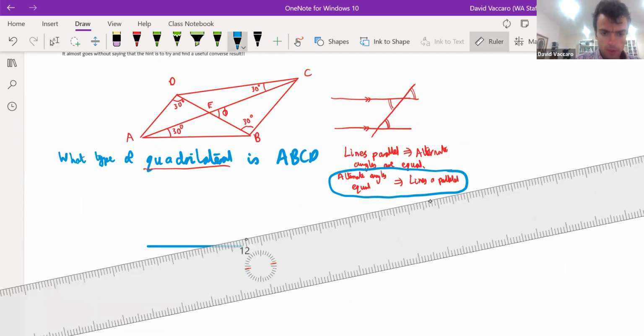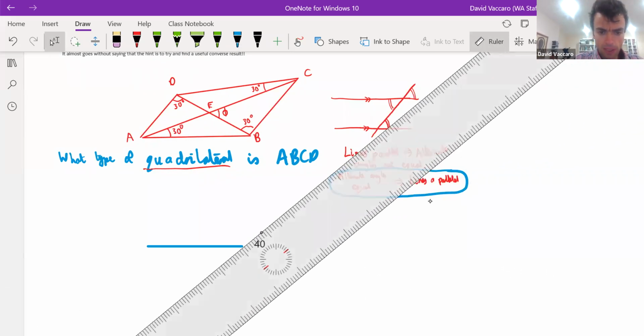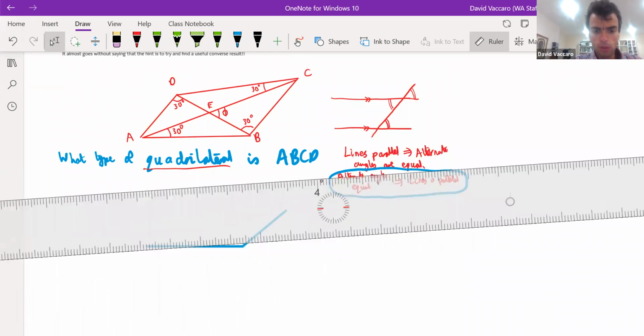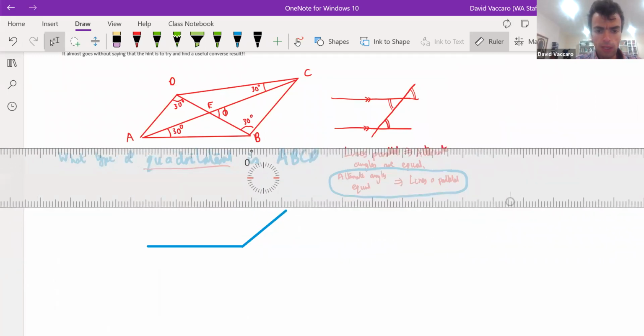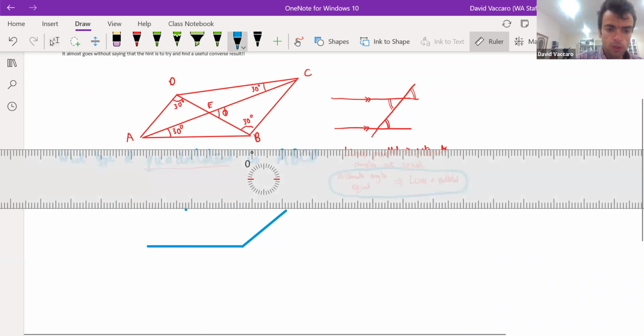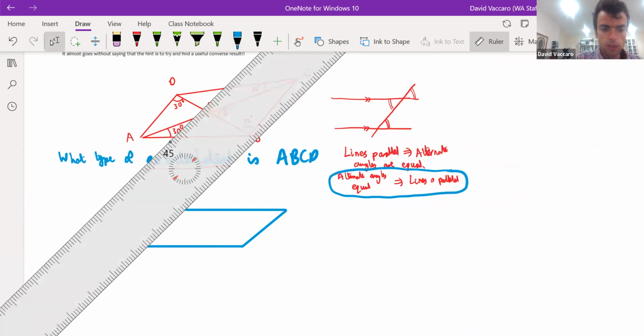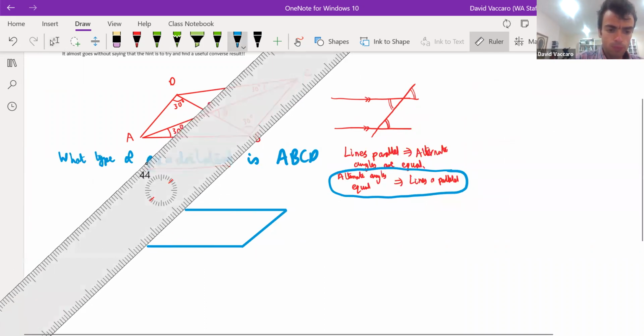Hopefully this gives some hint at whether it's true or not. Okay. It is indeed true. And so the shape ABCD is indeed a parallelogram.